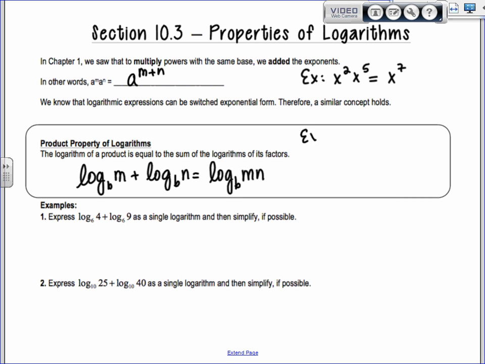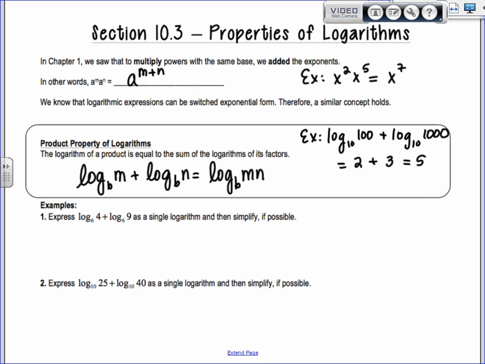Whenever you need to think of an example, think of base 10. What if I have log base 10 of 100 and I add it to log base 10 of 1,000? Well, I know that log base 10 of 100 is what? Do you guys know that right off the top of your head? 10 to what power gives you 100? 2. All right, 10 to what power gives you 1,000? 3. So this should be 5.